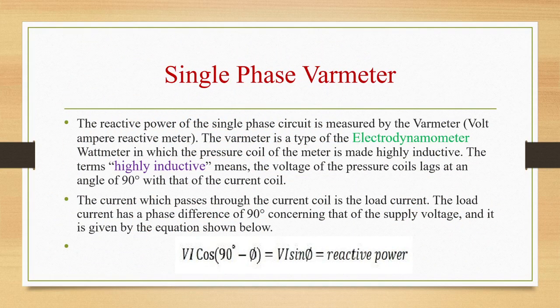This type of wattmeter is the same as the electrodynamometer type wattmeter, in which the pressure coil of the meter is made highly inductive. Highly inductive means the current will lag the voltage; the pressure coil current will lag at an angle of 90 degrees with that of the current coil. The current which passes through the current coil is the load current, and the load current has a phase difference of 90 degrees with respect to the supply voltage, and it is given as VI cos(90 minus phi) equal to VI sin phi, that is reactive power.